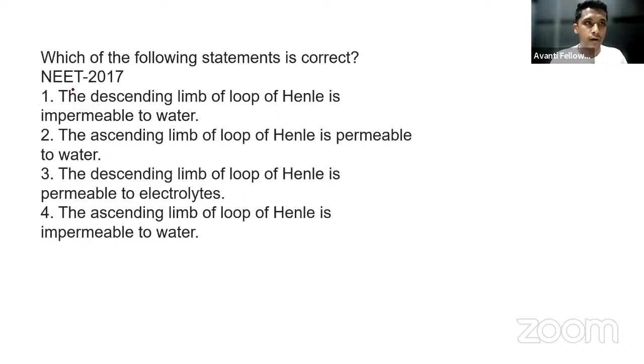So we have our final question. Which of the following statements is correct? The descending limb of loop of Henle is impermeable to water. The ascending limb of loop of Henle is permeable to water. The descending limb of loop of Henle is permeable to electrolytes. The ascending limb of loop of Henle is impermeable to water. I'll relaunch the poll again. The polls are live. Now you can answer the question in a minute.